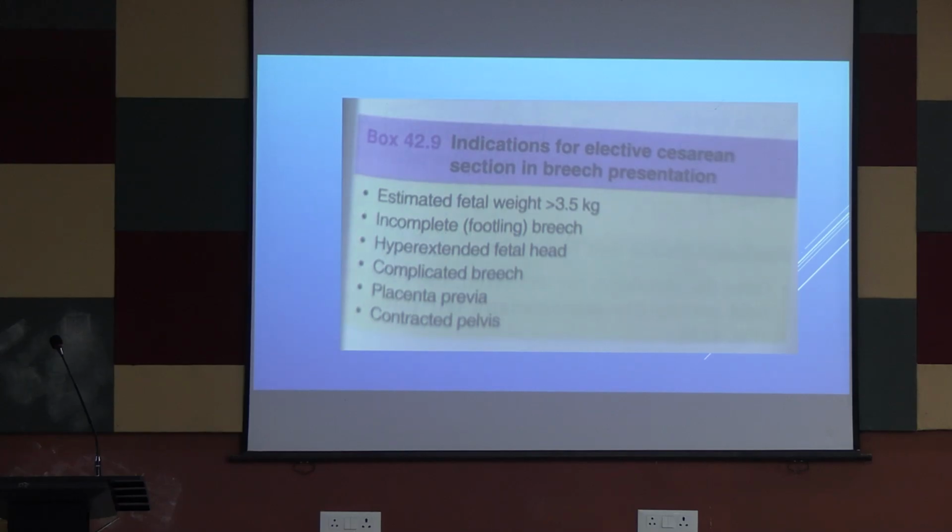Complicated breech. Complicated breech means breech presentation along with maternal complications like PIH, diabetes, post-cesarean pregnancy, IUGR, etc. Placenta previa will not allow vaginal delivery. And contracted pelvis, you have to do cesarean section also.